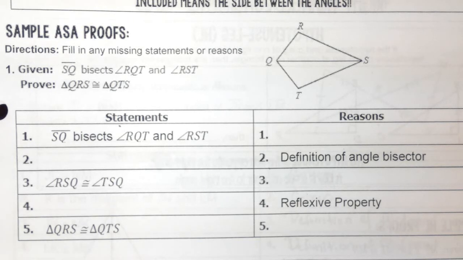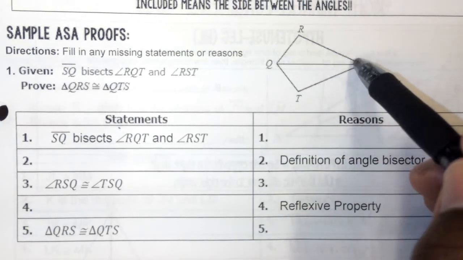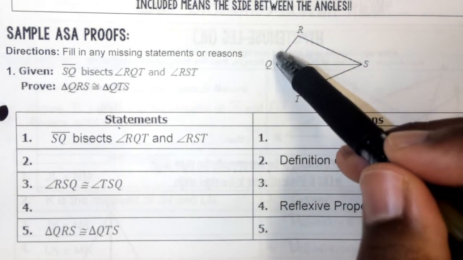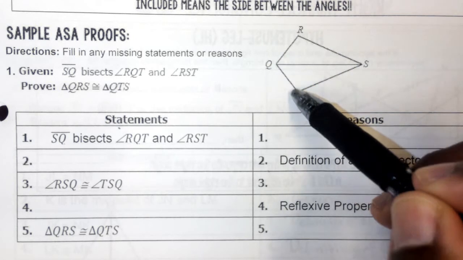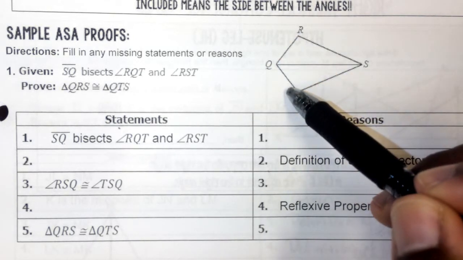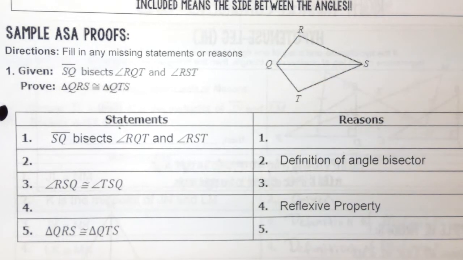The first thing it tells me is SQ bisects angle RQT and angle RST. So SQ, that segment, it bisects two separate angles, RQT and then RST. Let's talk about RQT first and what happens. They're saying that this segment came through and split angle RQT, bisected it. If that's the case, what should I know? Be specific. You got to name it. What should I know if angle RQT is bisected by SQ?